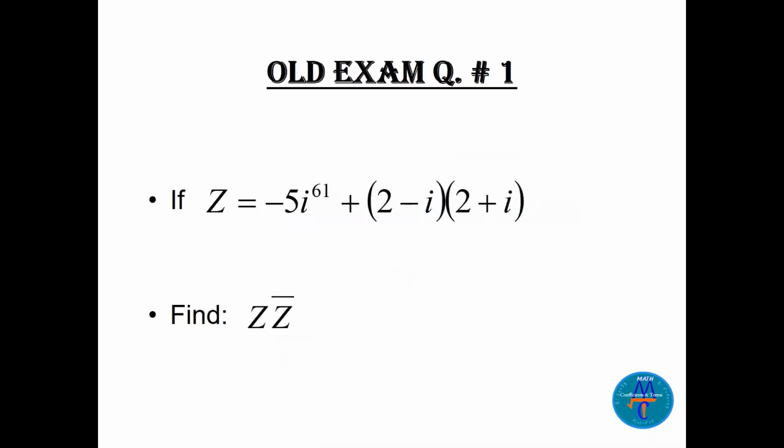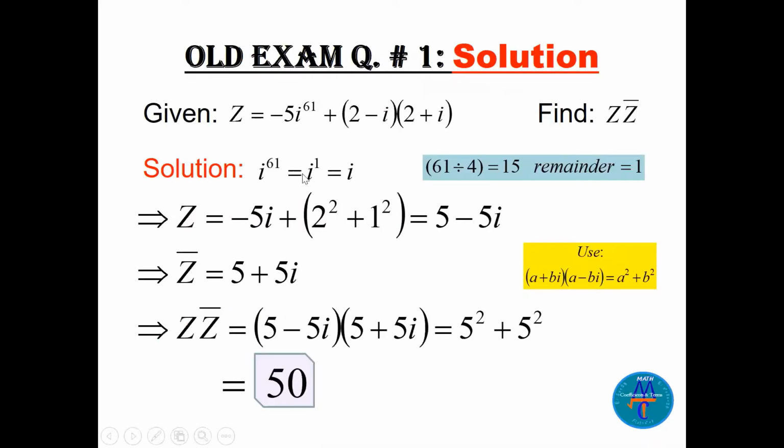Old exam question number 1: z equals minus 5i to the power 61 plus (2 minus i)/(2 plus i). We need to find z bar, which is the conjugate. So let's simplify z first. For i to the power 61, divide 61 by 4 to get 15, and take the remainder only. The remainder is 1, so this is i only, minus 5i.